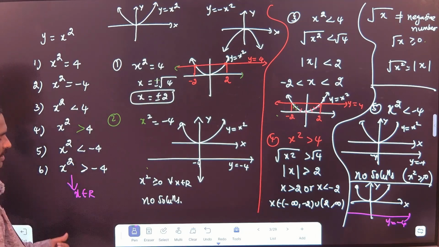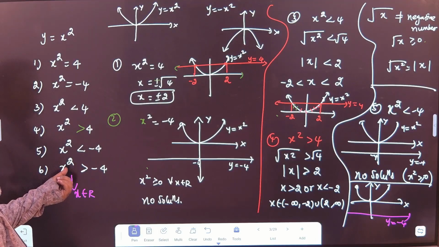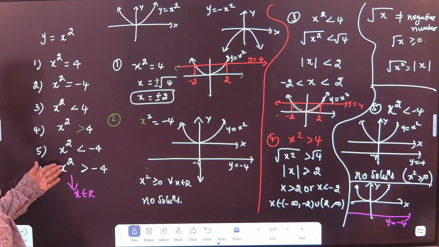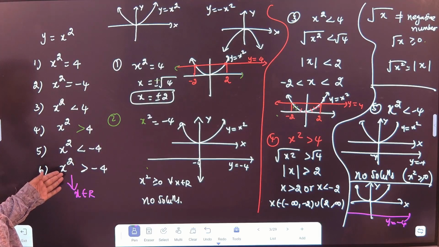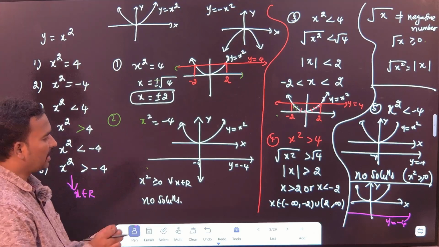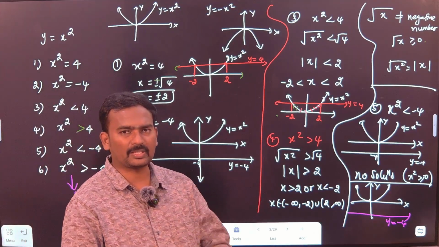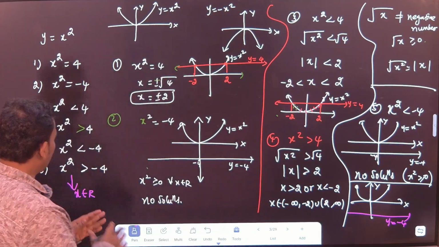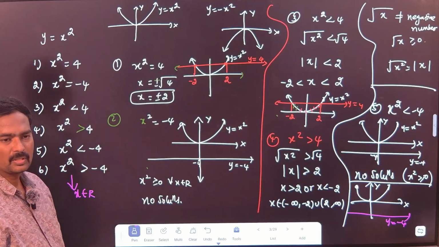So for the solution here, for example, you take 1, 1 square is 1, which is greater than minus 4, right? Let's take 2, 4 is greater than minus 4. Let's take minus 2, minus 2 square is 4, which is greater than minus 4. So any real number you take, it will be satisfied. Therefore, the complete set of real numbers is the solution.